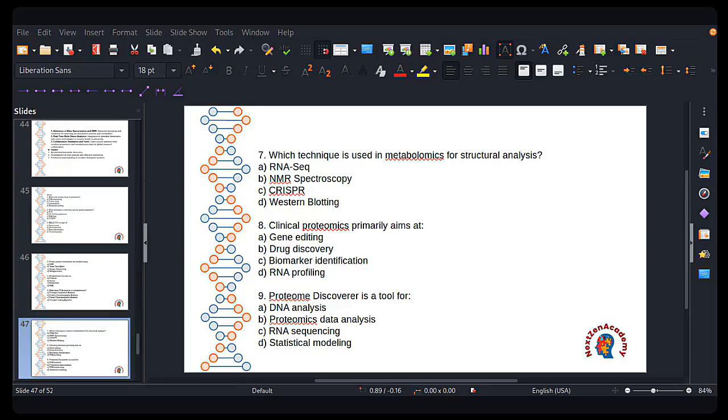NMR stands for Nuclear Magnetic Resonance. Okay. Okay, what's the answer for that question?